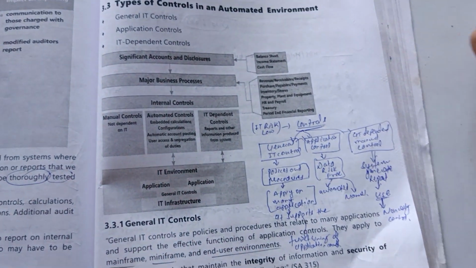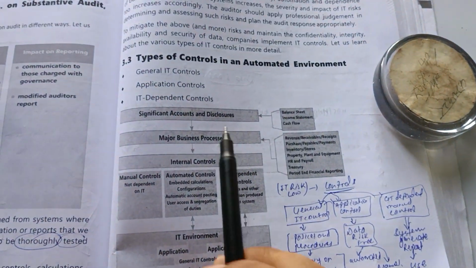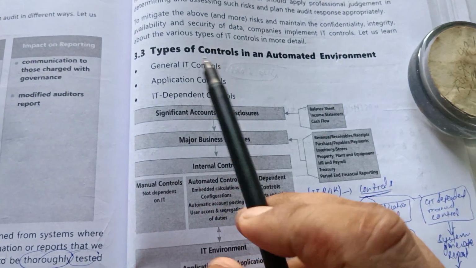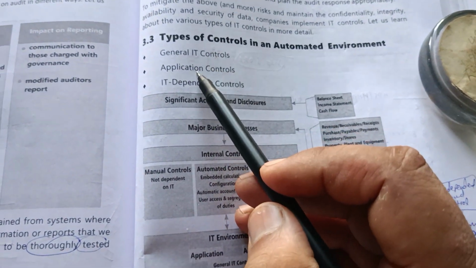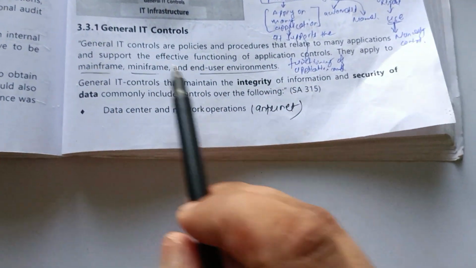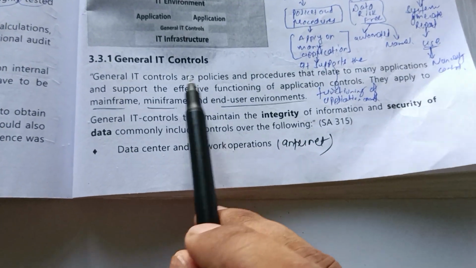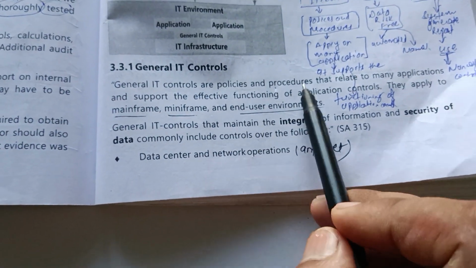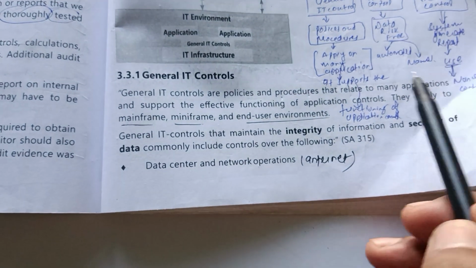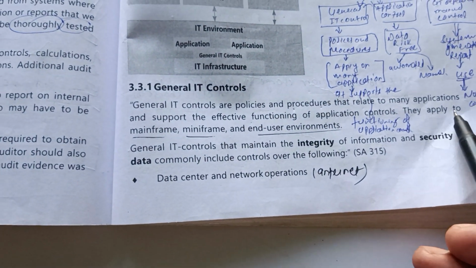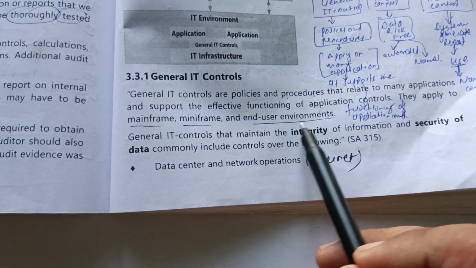Now, what are the types of control in an automated environment? There are three types of control: general IT control, application control, and IT dependent control. What do you mean by general IT control? General IT controls are policies and procedures that relate to many applications and support the effective functioning of application controls. They apply to mainframe and end-user environments.